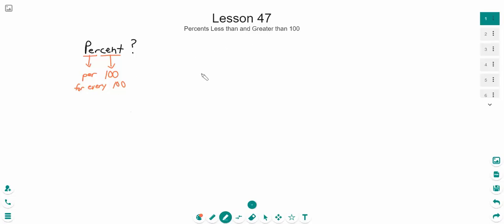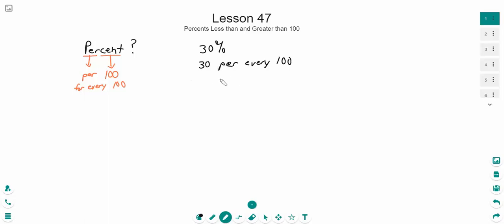So if I were to say something like, I have 30% of something, what would that mean? Well, if we think about what we just talked about, that would mean 30 per every 100. So for every 100, we get 30 of something. All right, that's what that should mean, or that's what that does mean.